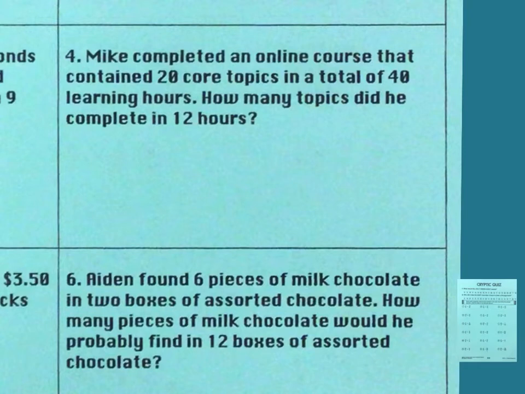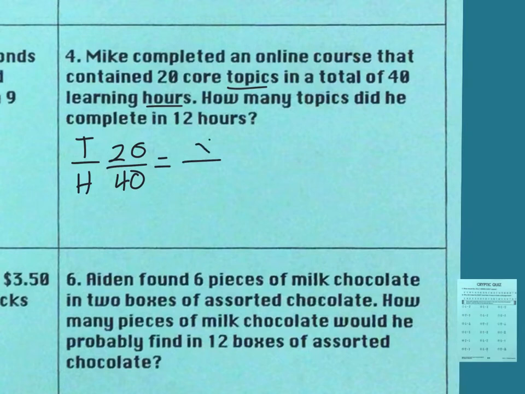So here we go. What are the two things that we're comparing here? Well, it looks like core topics and hours. So I'm going to just call it topics and hours because the core and the learning are part of it, but we're really talking about the topics to hours here. So let's set this up. What do we know? We have 20 core topics for 40 hours. And we want to know how many they have to do in 12 hours. So how many topics in 12 hours? So there is your setup.